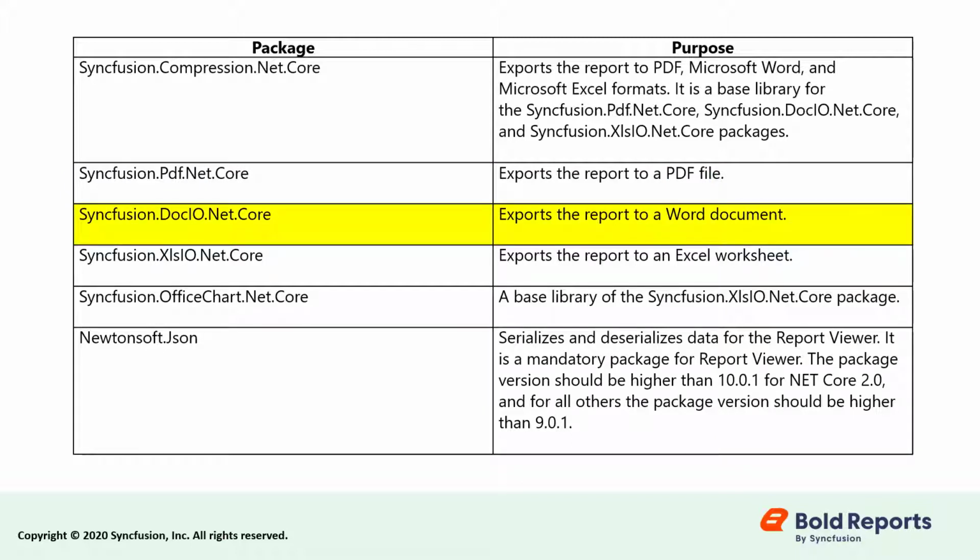The Syncfusion.DocIO.NET Core package is used for exporting RDL or RDLC reports in Word format. The Syncfusion.XlsIO.NET Core package is used for exporting RDL or RDLC reports in Excel format. The Syncfusion.OfficeChart.NET Core package is a base library for the XlsIO package. The new Newtonsoft.Json package is used to serialize and deserialize data for Report Viewer. The dependent packages will be installed automatically on installing the Bold Reports.NET Core package.